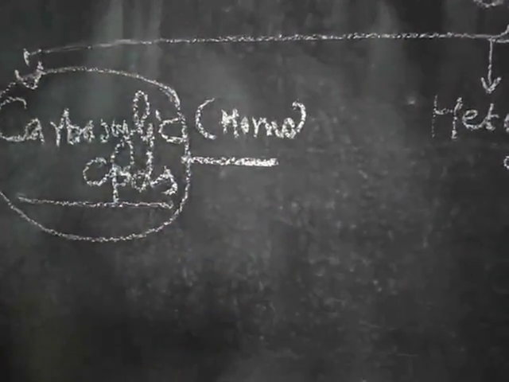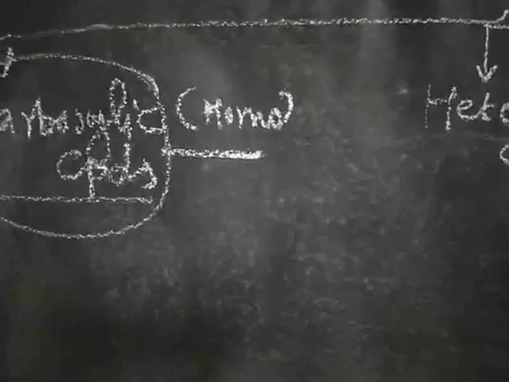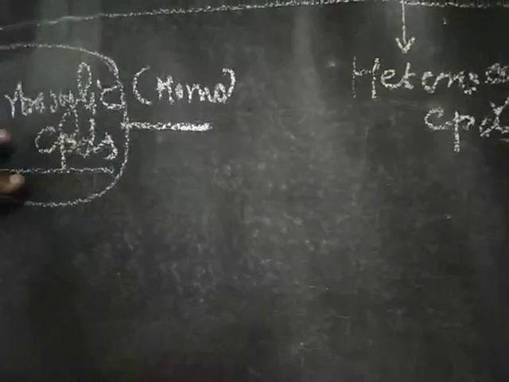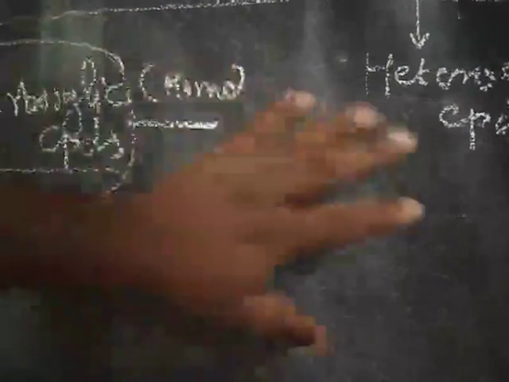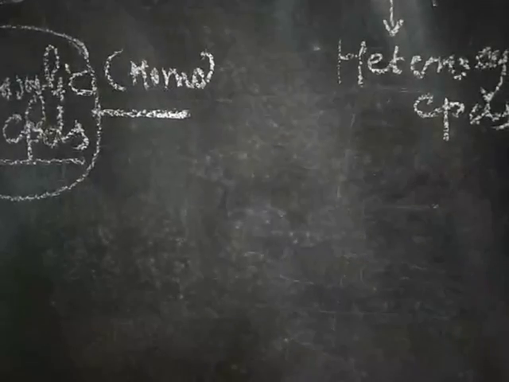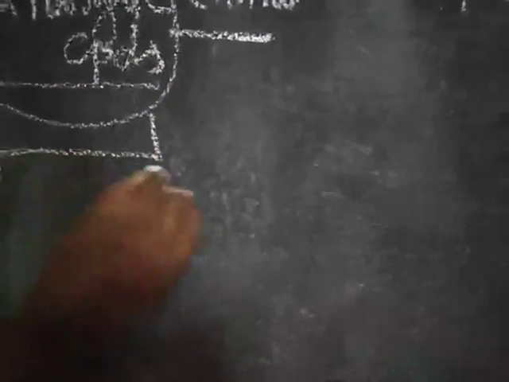The homocyclic compounds are otherwise known as carboxylic compounds. If the chain contains only carbon atoms, those compounds are called carboxylic compounds. Only carbon atoms are present. If an atom other than carbon is present, that is called heterocyclic compound. Rings containing elements other than carbon are called heterocyclic. If only carbon atoms are present, that is called homocyclic or carboxylic compound.